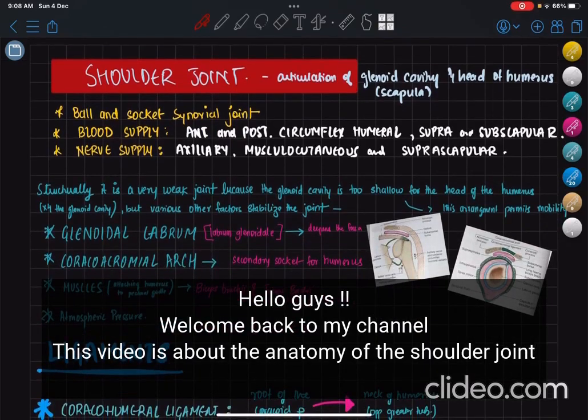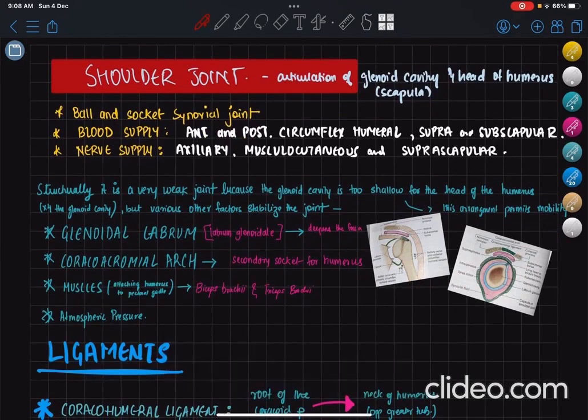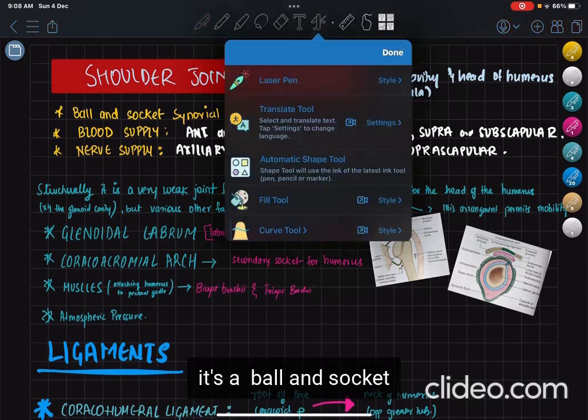This video is about the anatomy of the shoulder joint. It's something that I keep forgetting. It's the most volatile thing. I cannot remember joints, so that's why I've decided to make this video. So let's get into it, starting with the basic points that we already know.